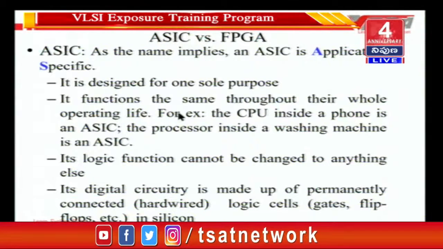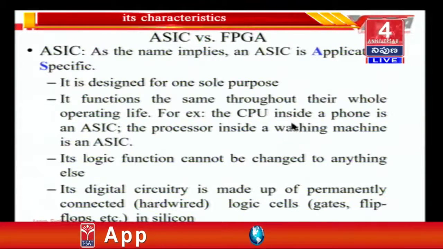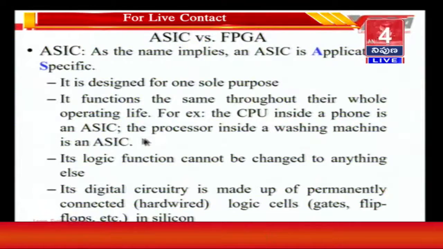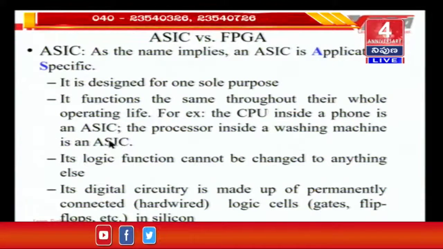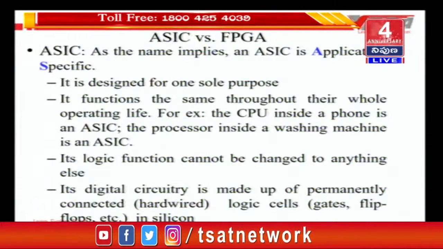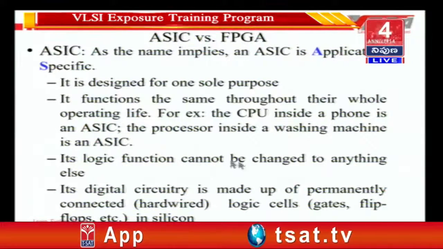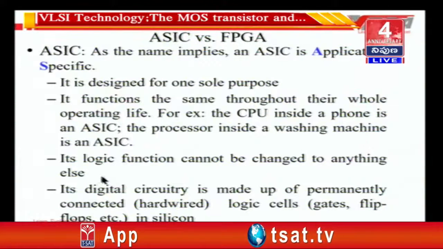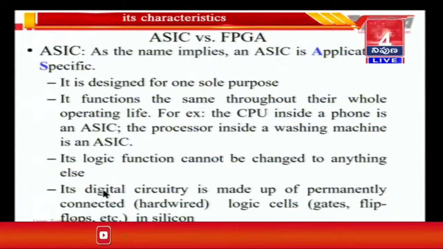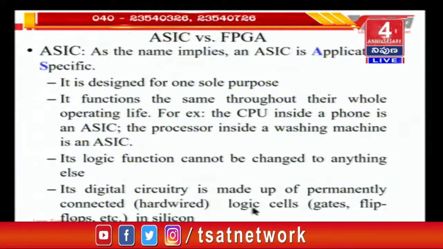For example, the CPU inside a telephone, or a microcontroller inside a washing machine. They are all examples of ASIC. They have a fixed function and they execute that function over and over again. The logic function of an ASIC cannot be changed to anything else, because the digital circuitry inside the ASIC is made up of permanently connected, or what is also known as hardwired, logic cells.